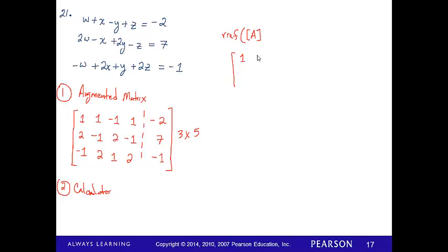And we have 1, 0, 0, 0, 1, which means our vertical bar must be right here. And then we have 0, 1, 0, 1, negative 1. And then 0, 0, 1, 0, 2.